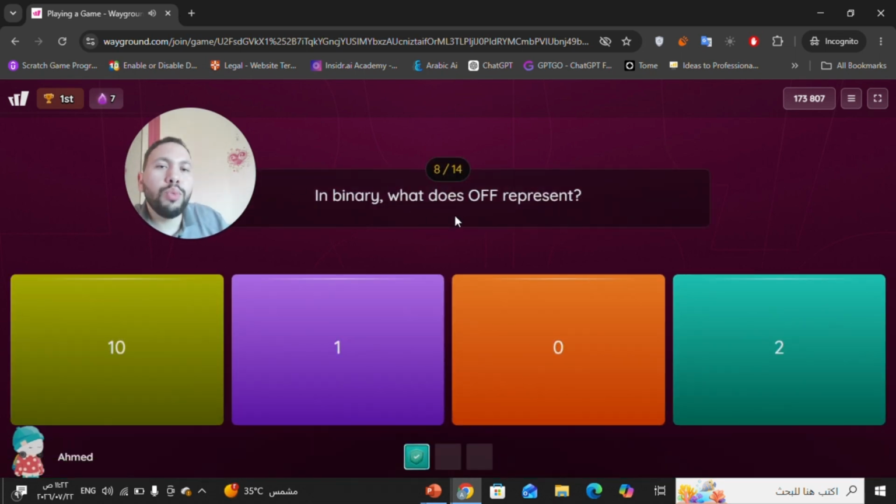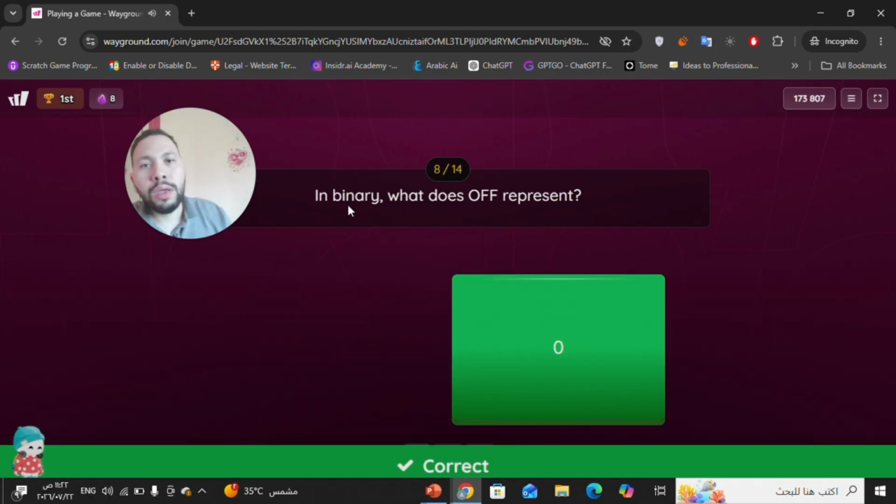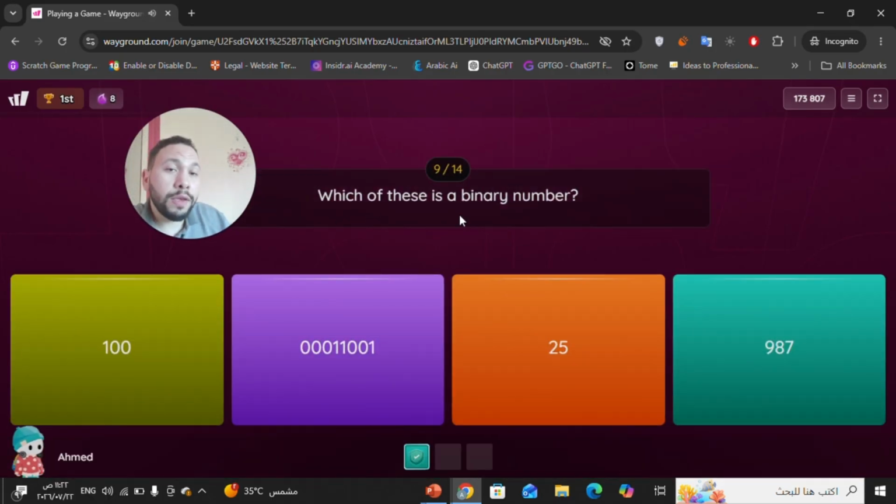In binary, what does off represent? Exactly, 0. Which of these is a binary number? 100, or 0001101, or 25, or 987? If you noticed, these three numbers are combinations of digits from 0 to 9. Only the 8-digit number is the one that we are seeking.